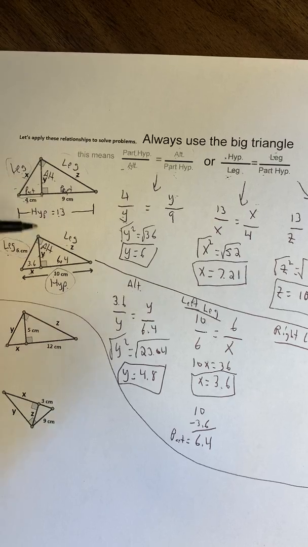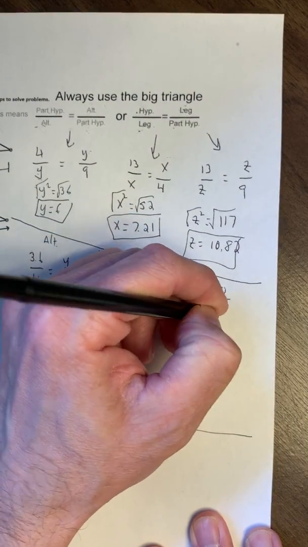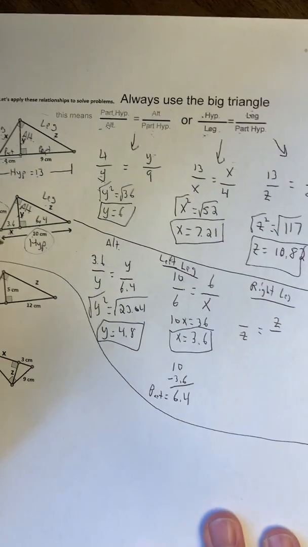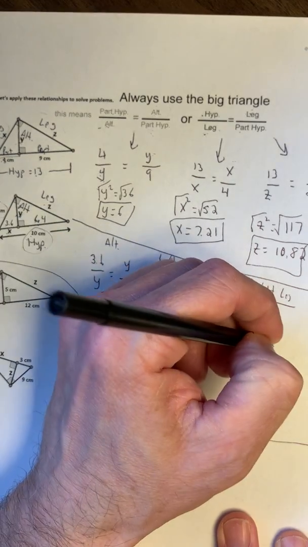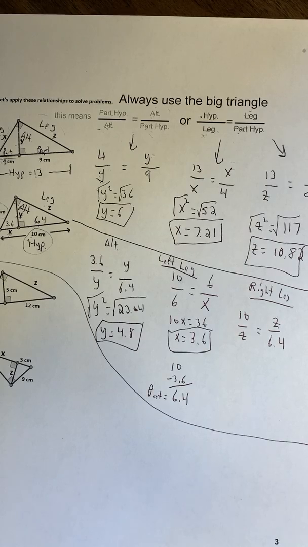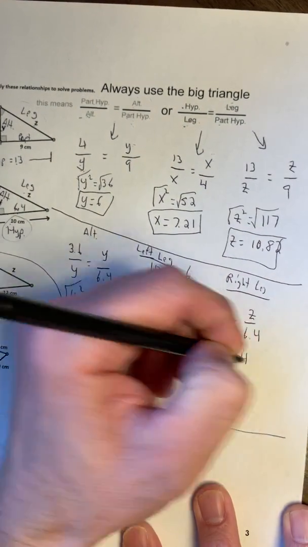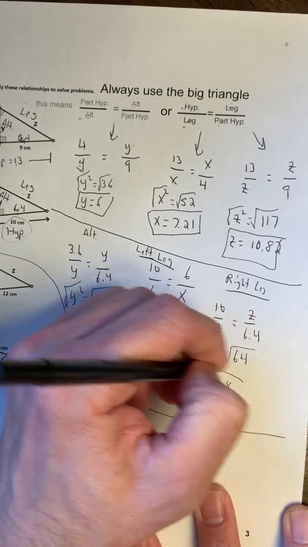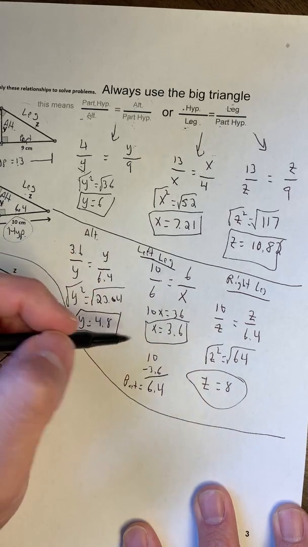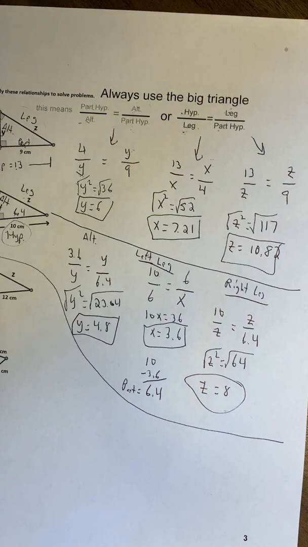It's z. All right. So that means my proportion is going to go like this. It's going to be z and z. Now I need the entire hypotenuse, which was 10. And I need the part of the hypotenuse that's connected to the leg of z. That's 6.4. Okay? There you go. That's easy. That's z squared and 64. And when you take the square root of that, that's 8. So I basically got z equals 8, x equals 3.6, and y equals 4.8.